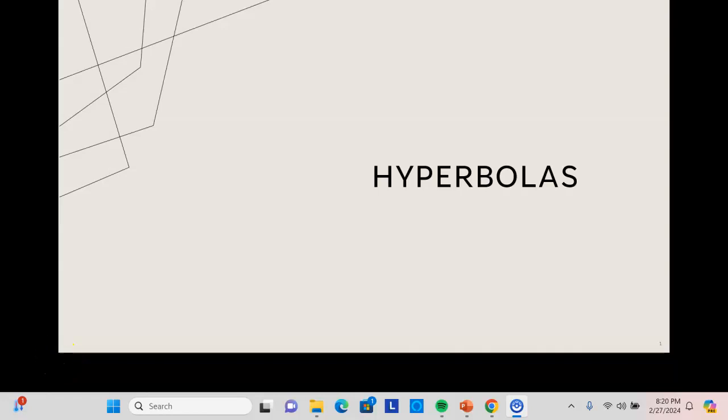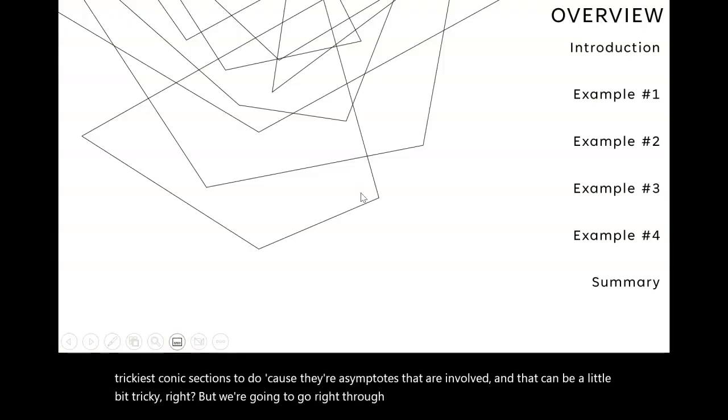Hello there. It's no exaggeration to say that you're going to like hyperbolas, our last conic section in this series of videos about our conic sections. Hyperbolas can often be one of the trickiest conic sections to do because there are asymptotes involved, and that can be a little bit tricky. All right, but we're going to go right through it and you'll be experts by the end of this.